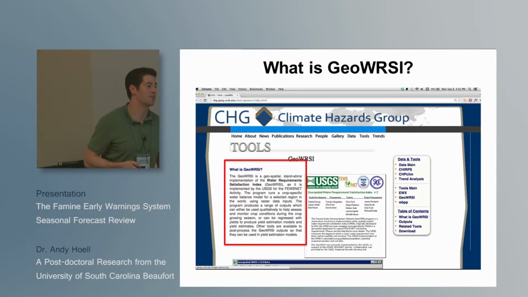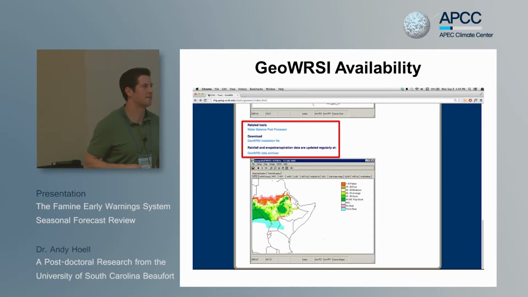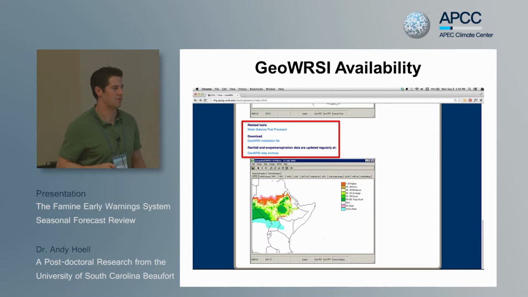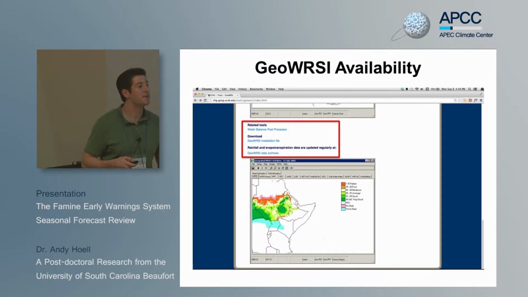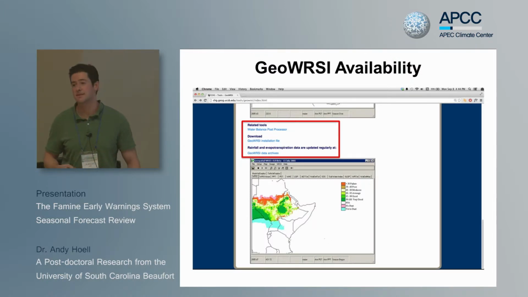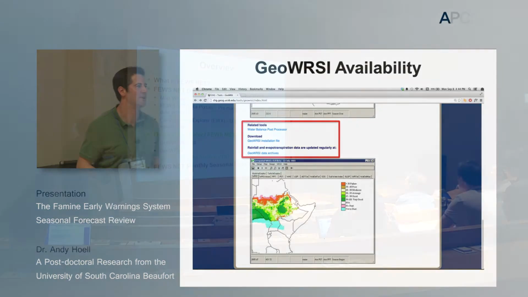So what is GeoWRSI? What are the program outputs for it? And what are the related tools? A lot of our regional scientists use this quite a bit. So when we do our seasonal forecasting, this is a mainstay in some of our products here. I see these maps all the time. I see them in my sleep when we do our seasonal forecasting once a month.